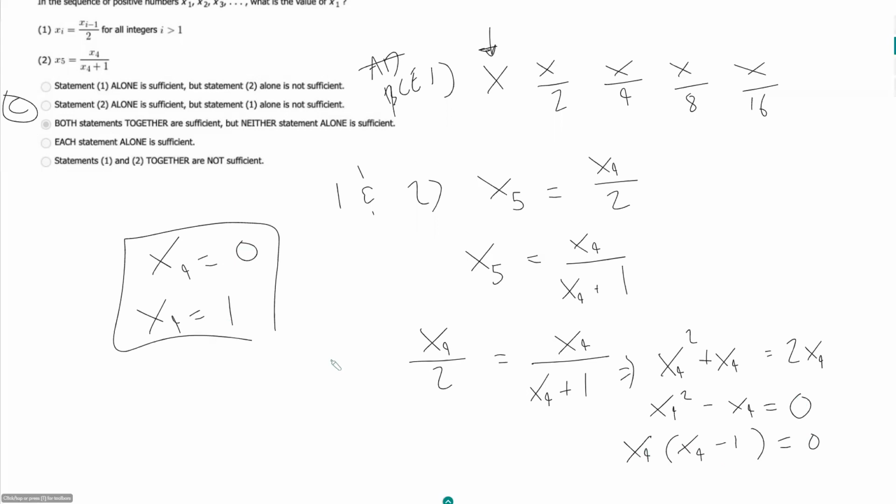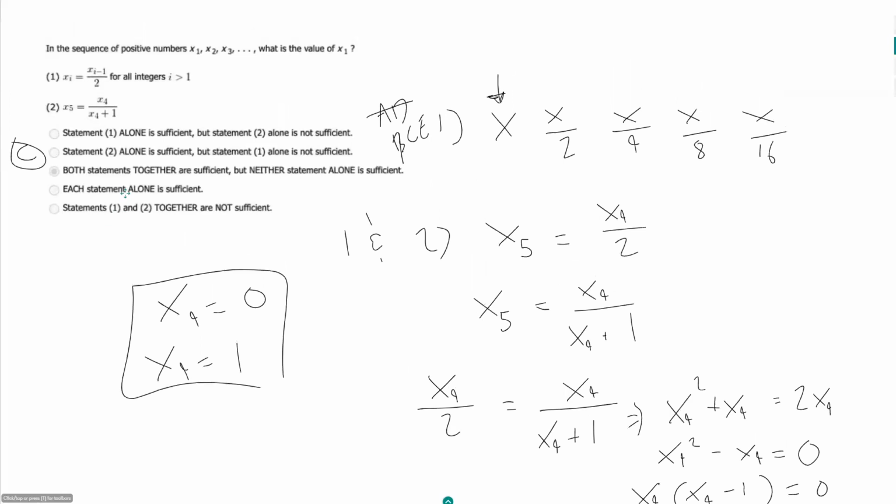However, I believe from our prompt it says sequence of positive numbers, so 0 is actually not possible. So if our fourth term is equal to 1, our third term should be equal to 2, our second term should be equal to 4, and our first term should be equal to 8. So together, they are sufficient.